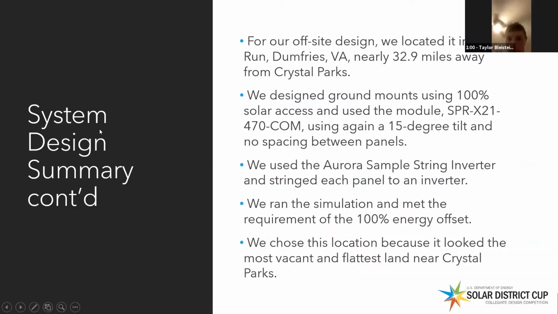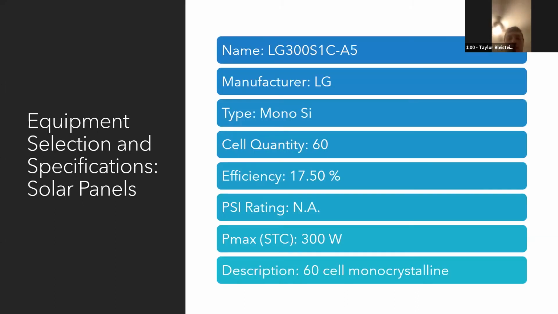There we go. Okay. For our offsite design, we had to meet the 100% solar access, and we used the SunPower X21 470 panel. We used a 15-degree tilt, and just decided to use the sample string inverter. We met the 100% offset requirement, and we chose this location because it didn't look like it would displace too many people or objects, and it was in a remote area, but not too far away.